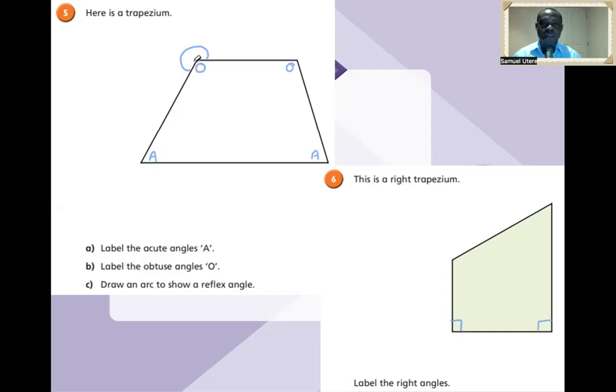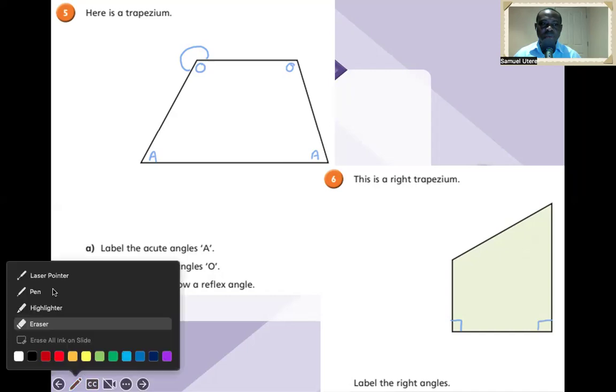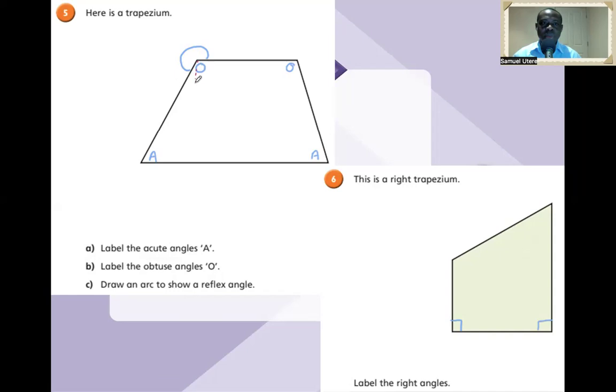Imagine trying to mark a 90-degree point or using a set square to do it. You would see that that is an obtuse angle because it's greater than 90 degrees. And this one is clearly greater than 90 degrees. And then the reflex angle should be the external angle. Next, for question 6, this is a right trapezium, meaning it has right angles. You are asked to mark the right angles, and there they are. You could use a set square to check it.